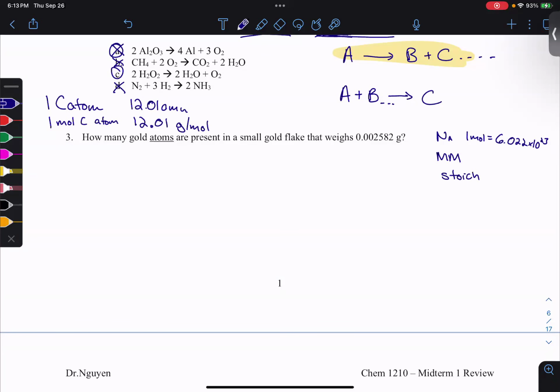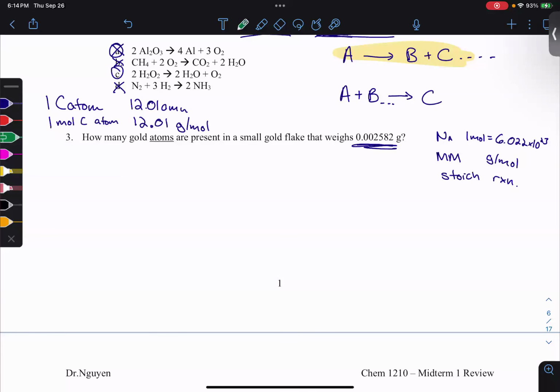Remember, molar mass. Unit, gram per mole. It is an equality that we will use to do conversions, and then we'll do stoichiometry. This is with chemical reactions, all right? Okay, so let's actually answer this question. How many gold atoms are present in a small gold flake that weighs a tiny bit of grams?